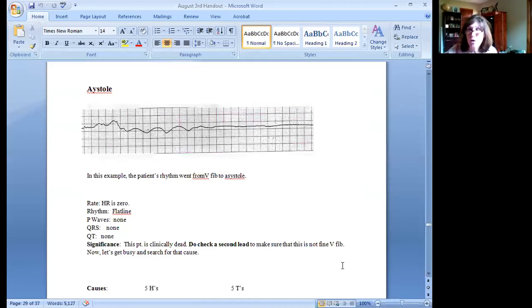There is no heart rate. The rhythm is flatline. There's no P waves, no QRS, no intervals to measure. They're dead. Check a second lead. Start compressions. Do call a code. Start compressions. But when that code card arrives, is this a shockable rhythm? Nope, it's not. It's not even a paceable rhythm. Well, heck, I got nowhere else to go, you know?